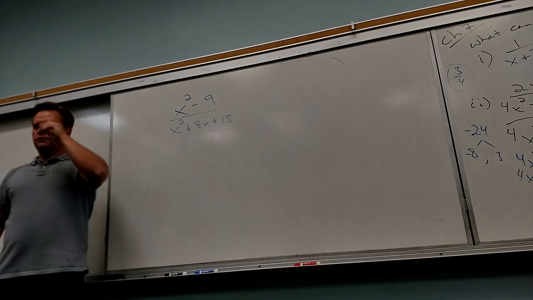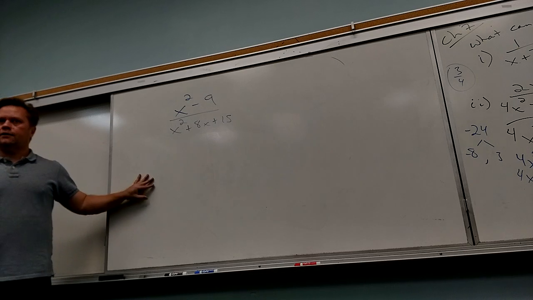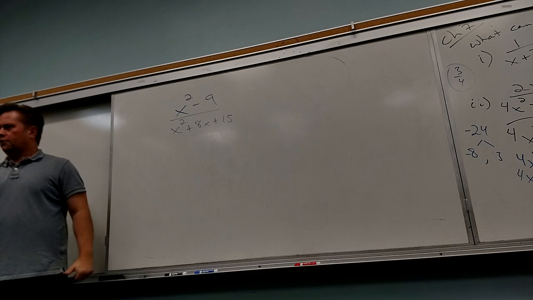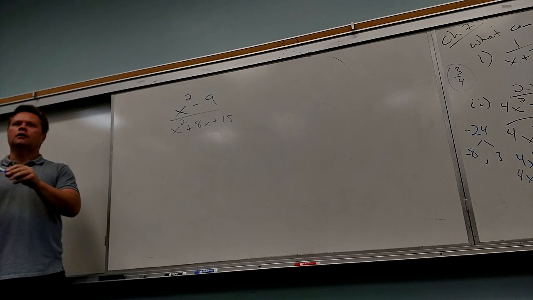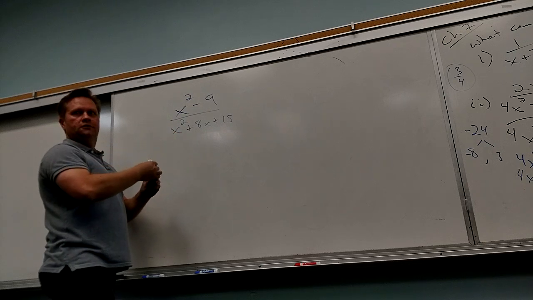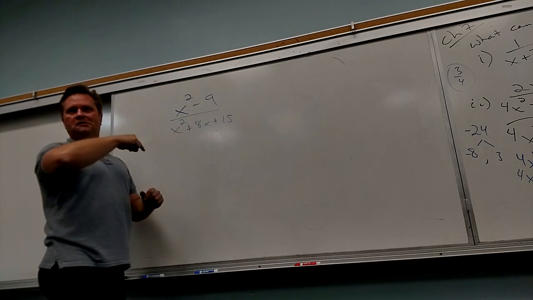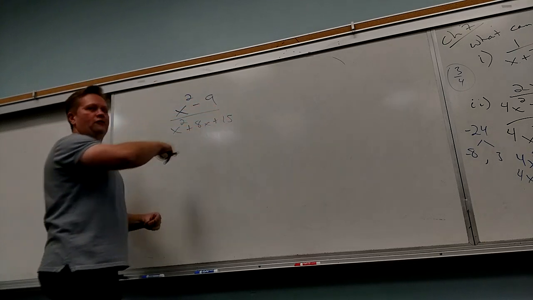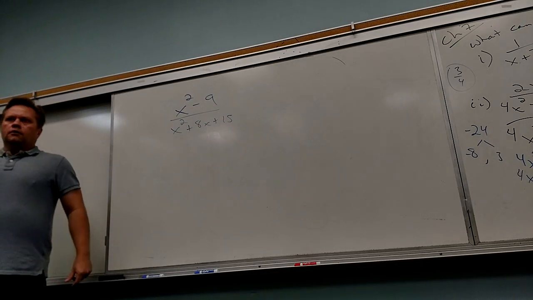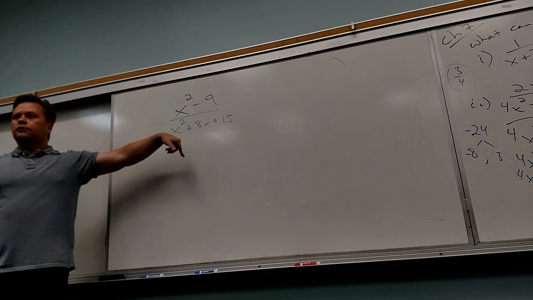Okay. Now, I don't care how often I say this. I would love it if you, as a class, proved me wrong about what I'm about to say. No matter how often I say this, I'm still going to have somebody that cancels the x squares. Just kills them. And then reduces the 9 and the 15. Why can you not do that? Because they're connected by addition and subtraction. And division can't kill those operations.